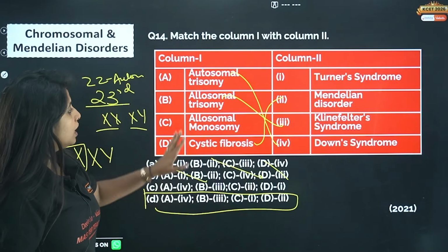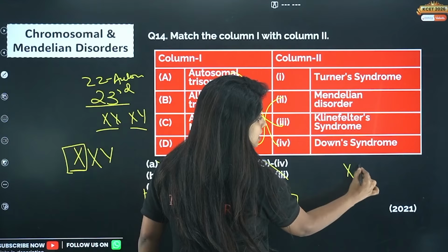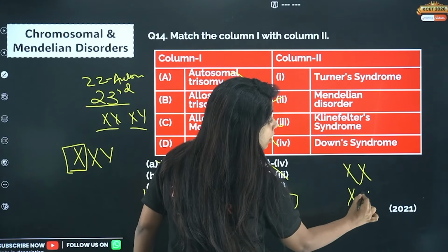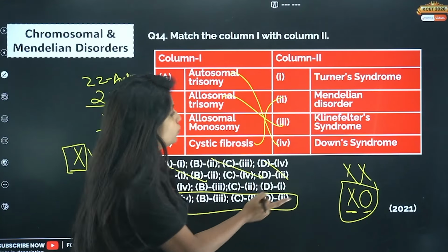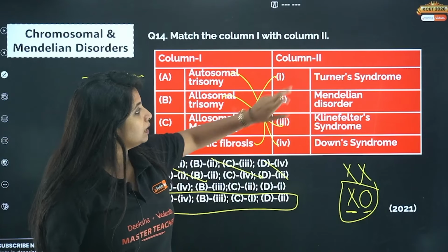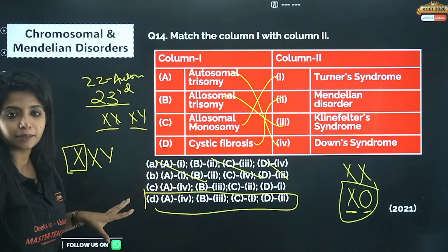B goes with 3. Now allosomal monosomy, that means you should be having 2 sex chromosomes, that is XX, but here in this case the female has only 1 X chromosome, other chromosome is not there. So it is monosomy. So allosomal monosomy, Turner syndrome. C goes with 1. So here your answer would be D.